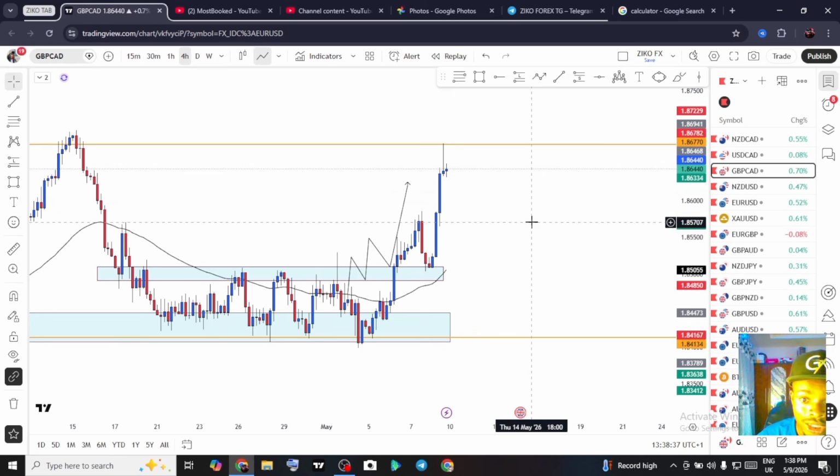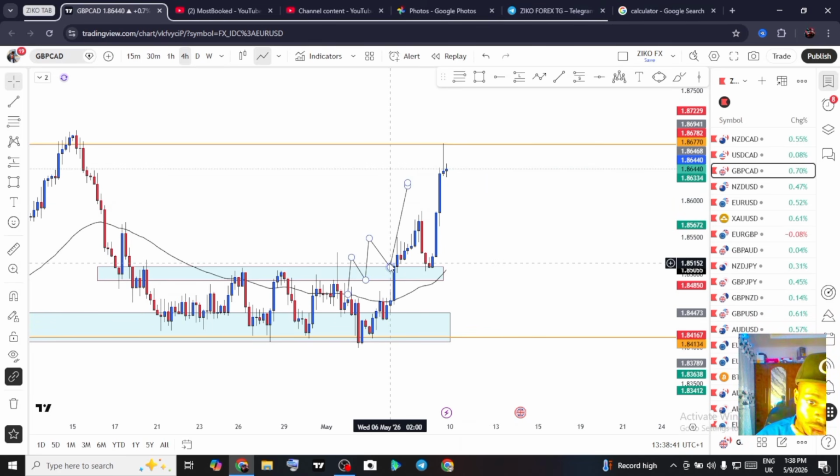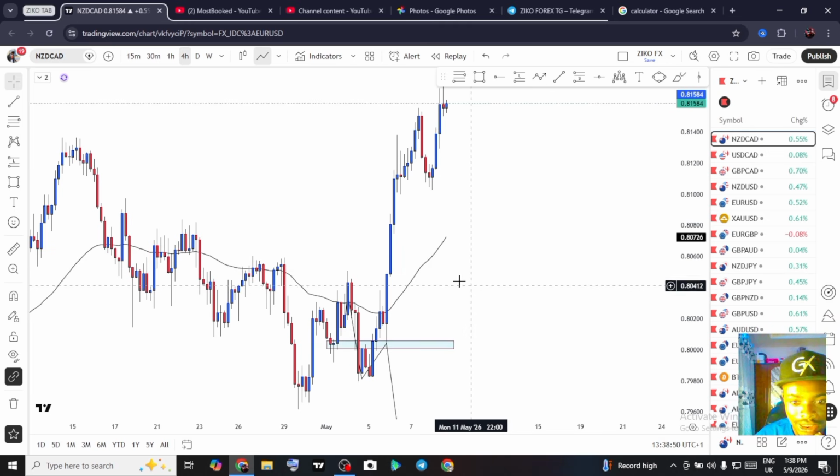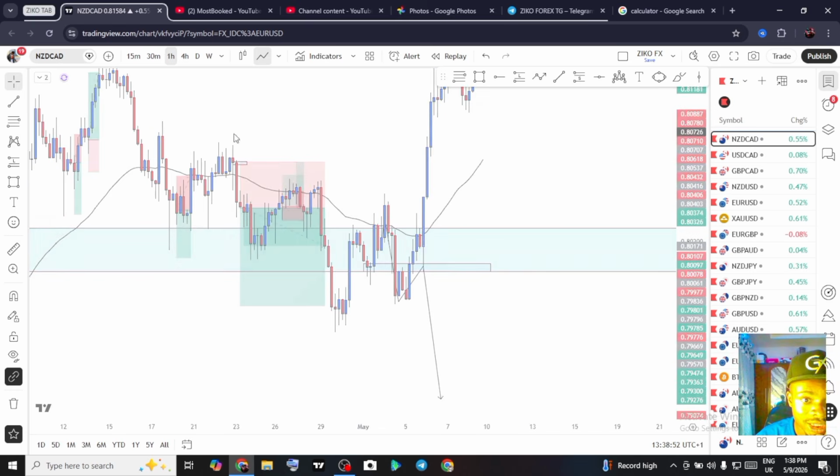So, having said that, let us see what we have for next week. GBP CAD was pretty much the only trade that gave us the opportunity, right, to trade last week, and I missed it, by the way. Another trade that kind of gave us the opportunity, I think, is NZD CAD. So I'll show you guys what we had there.